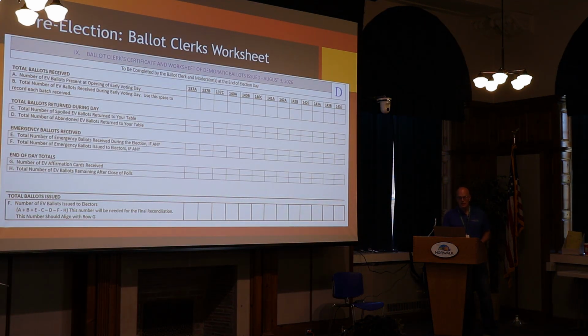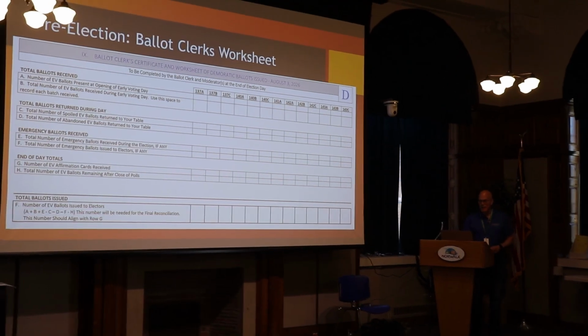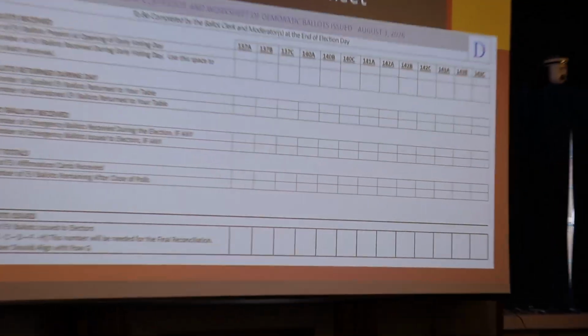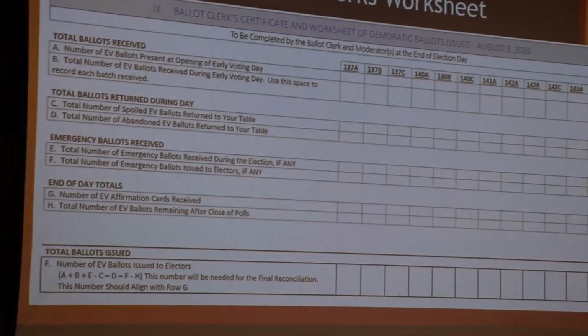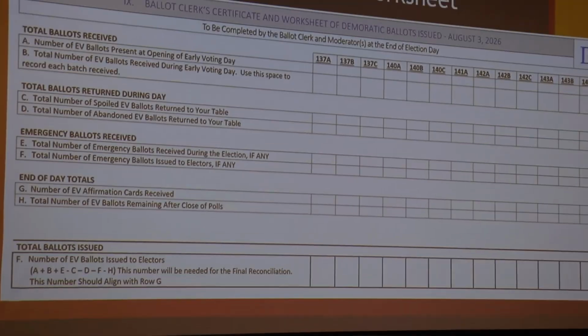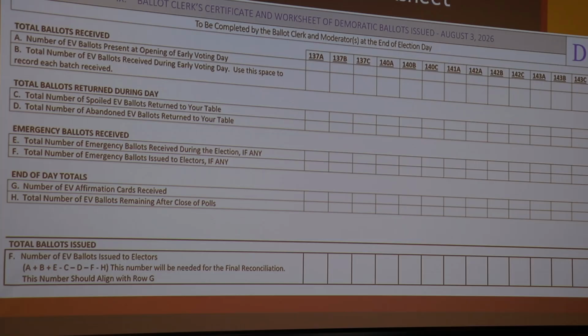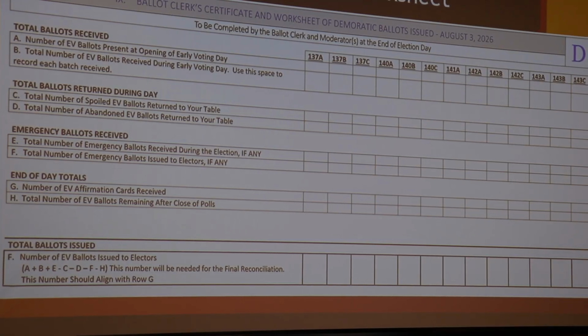There's a few sections in here about emergency ballots. If you aren't issued emergency ballots, don't worry about that section. If you are issued emergency ballots, you will be told these are emergency ballots. I've never issued any, but it could happen, so we have to leave a line item there.